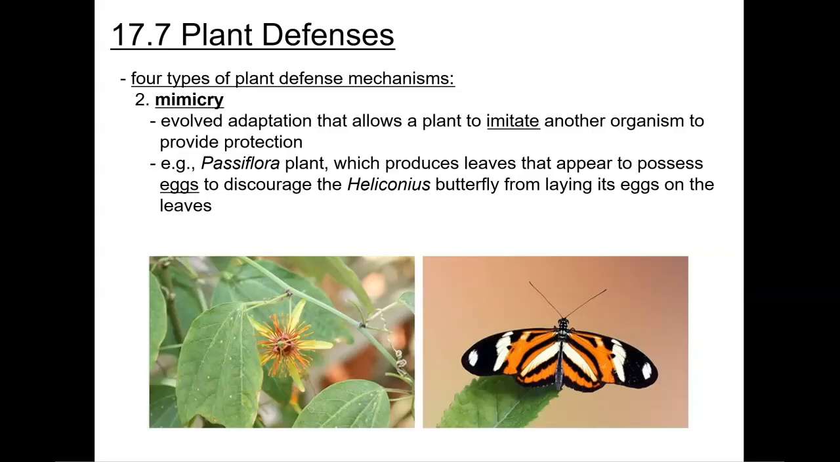Mimicry is going to be another plant defense that they use. It's an evolved adaptation that allows a plant to imitate another organism to provide protection. So for example, we have the Passiflora plant, which is going to produce leaves that appear to possess eggs to discourage the Heliconius butterfly from laying its eggs on the leaves. If it were to lay its eggs on the leaves, then as those eggs start to develop, they will eat away at the leaf for a food source.